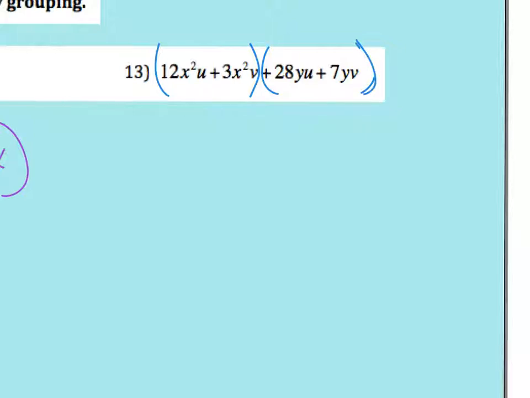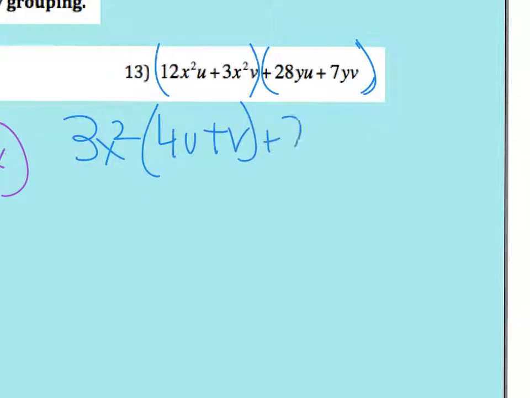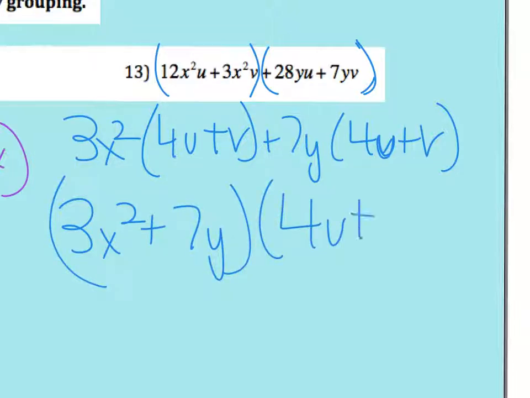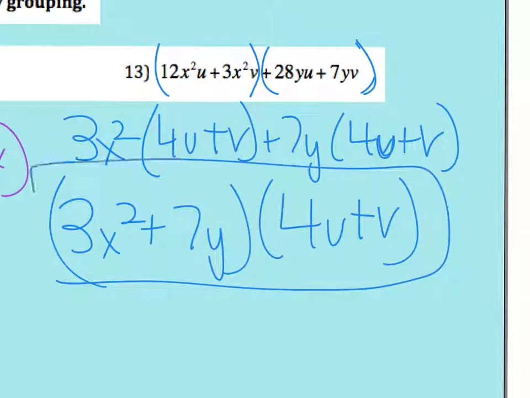So if I pull out, let's see, I see a 3x squared in common, left with 4u plus v. Here I see a 7y in common. That leaves me 4u plus v. So 3x squared plus 7y and 4u plus v. There's my answer. Boom. All right, hopefully it's a good review.